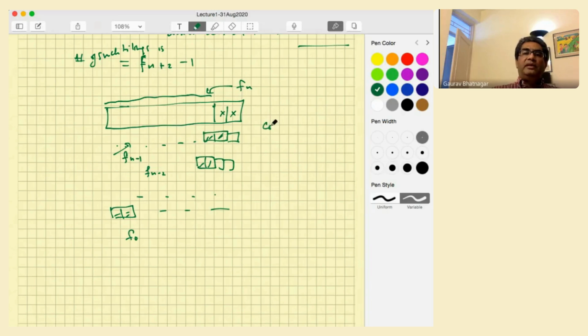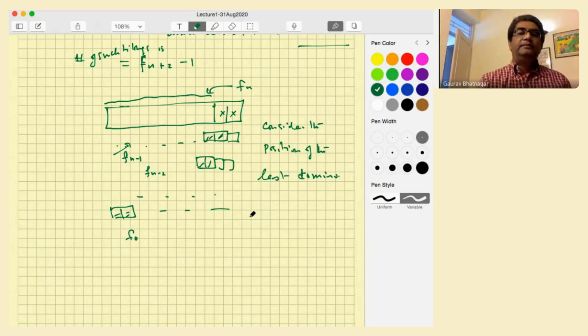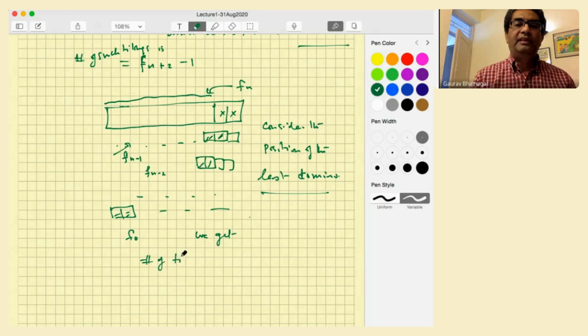So consider the position of the last domino, and we get the number of tilings with one domino equal to F0 plus F1 plus.